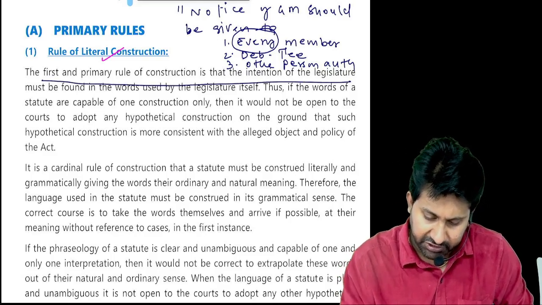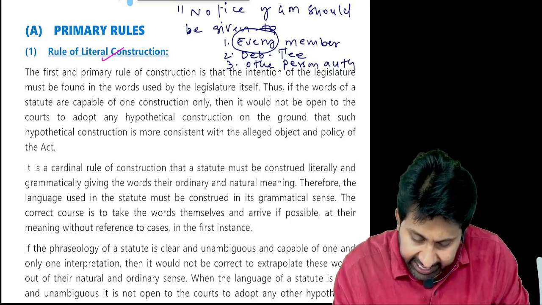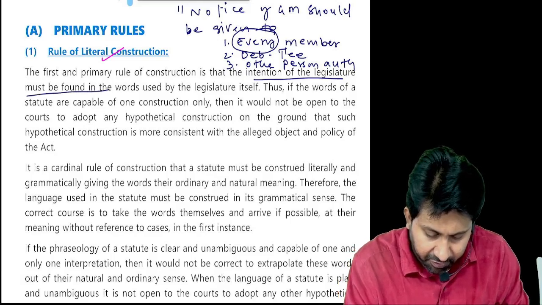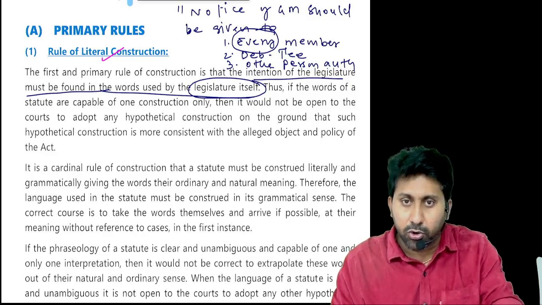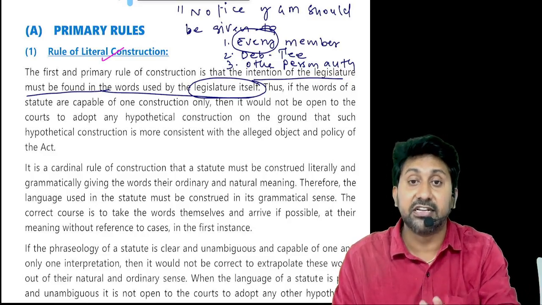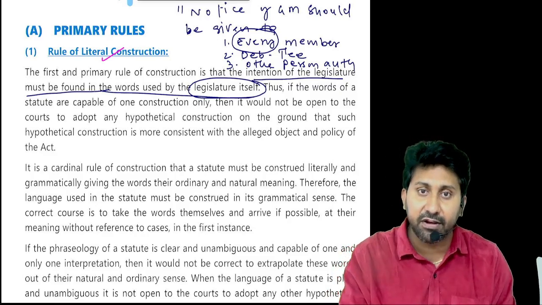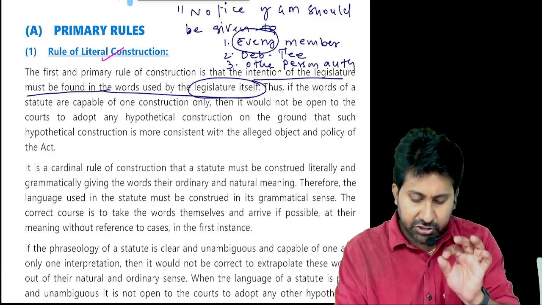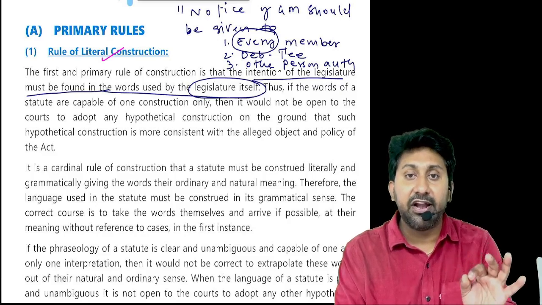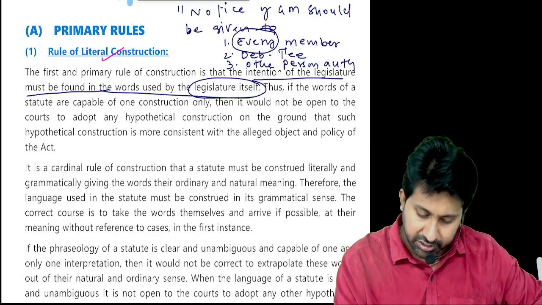The first and primary rule of construction is that the intention of the legislature must be found in the words used by the legislature itself. Means don't go beyond the bare act. Legislature means the act. From the law you read, whatever meaning comes, apply the same meaning. So the first rule is the lawmaker's intention. What is the intention of the law? Read the law and understand his intention.